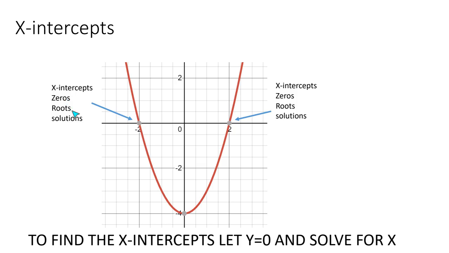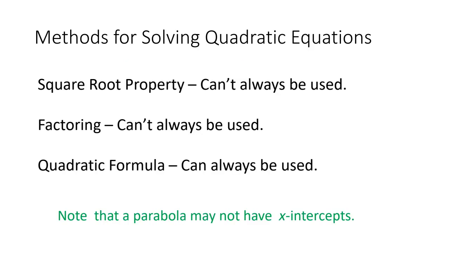And then we have roots, or we say solutions. Either way, to solve for these x-intercepts, they have something that is special, and that is that y is always going to be 0. And so we use that idea to help us find the solutions.